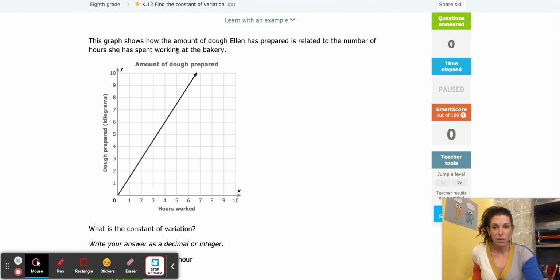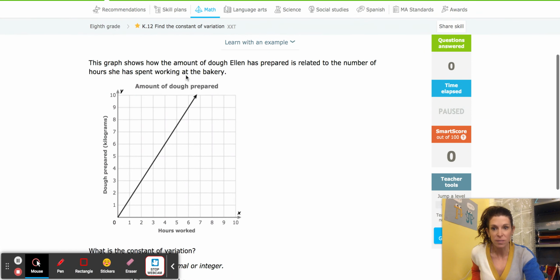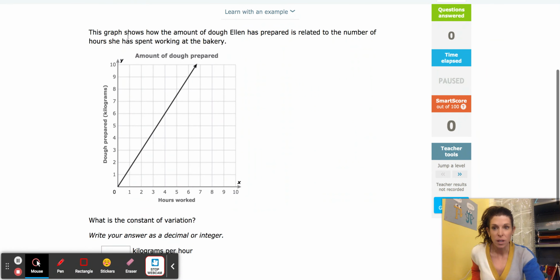Okay, so let's see what we're looking at here. We're on IXL, find the constant of variation. All right, let's look at it. This graph shows how the amount of dough Ellen has prepared is related to the number of hours she has spent working at the bakery.